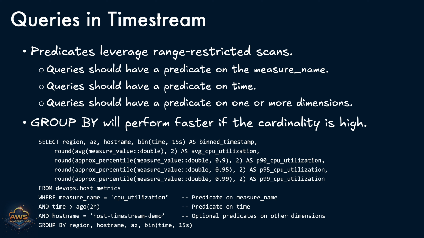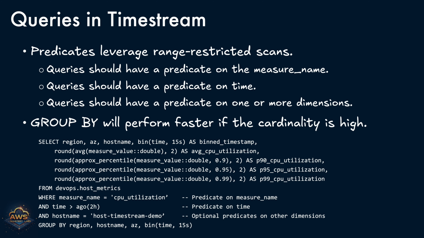Here's a practical example to illustrate all of these concepts. This query calculates average CPU utilization, along with the 90th, 95th, and 99th percentiles for a specific host over the past 2 hours. It groups the data by region, availability zone, host name, and 15-second time interval buckets, using the bin time 15s function to create consistent time buckets. This query is efficient because it includes all three key predicates: on measure name, time, and a dimension, host name. It also makes smart use of group by and built-in functions for percentile calculation to extract meaningful insights quickly and accurately.